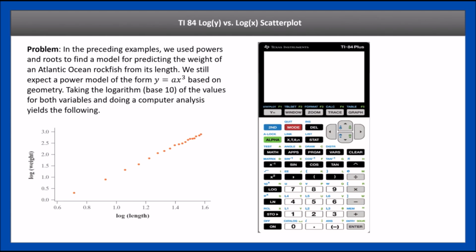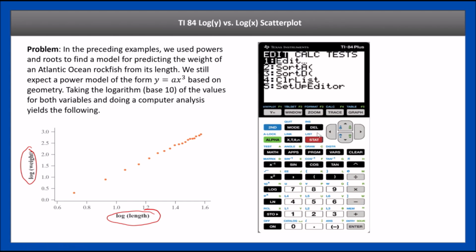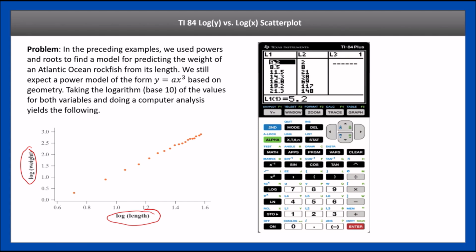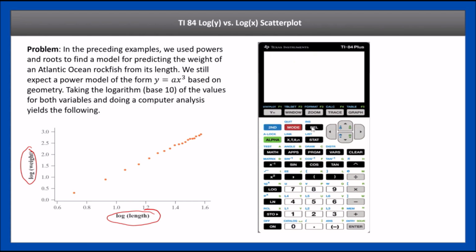So let's show you how to do this for log of y versus log of x to do the scatter plot. So if I want to do a transformation of the log of the y and the log of the x, how do I do that? So first you got to make sure that you have the x and your y data. So let's go to stat, edit, make sure you have your x and y data, just like normal. We're going to do L3 and L4 for the logarithmic transformations, okay? So we're going to quit out of that.